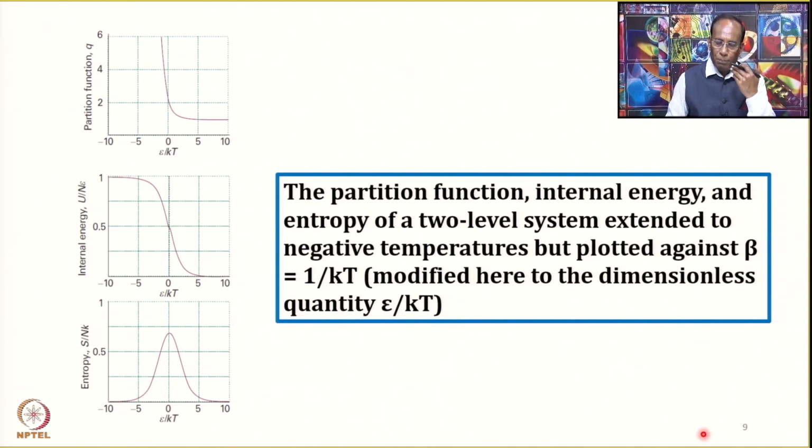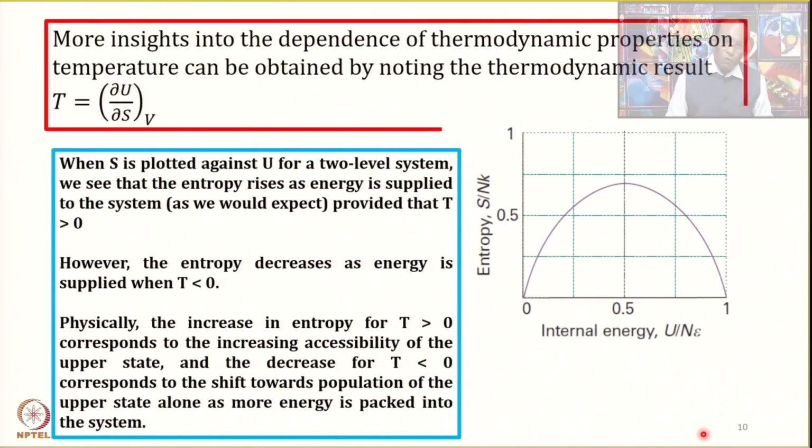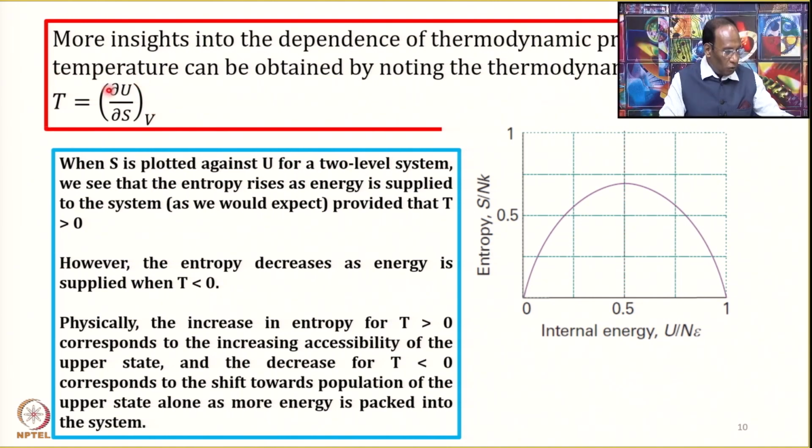Okay, so the behavior of the plot obviously will depend upon how we represent it. Now we can get a little bit more insight into the dependence of thermodynamic properties on temperature that can be obtained by noting the thermodynamic result. The thermodynamic result that I am talking about here is T is equal to del U by del S at constant volume. From where does this come?